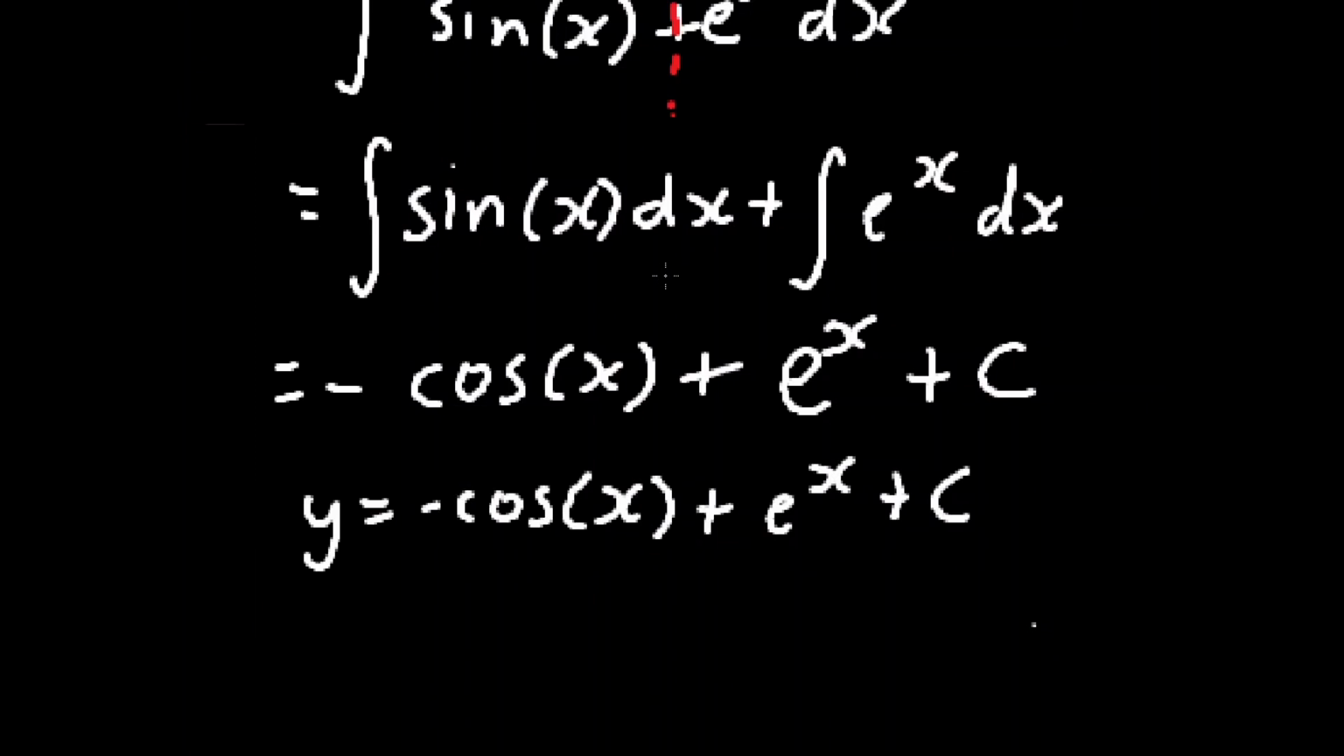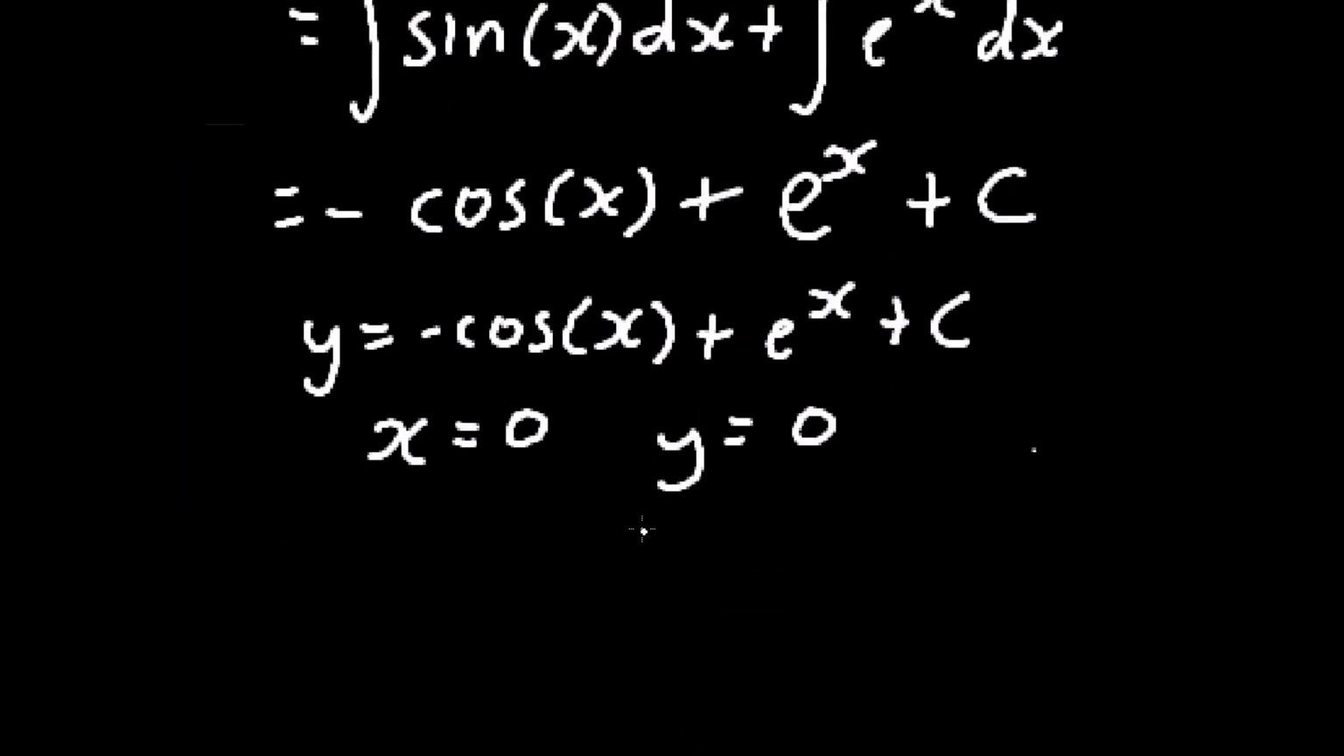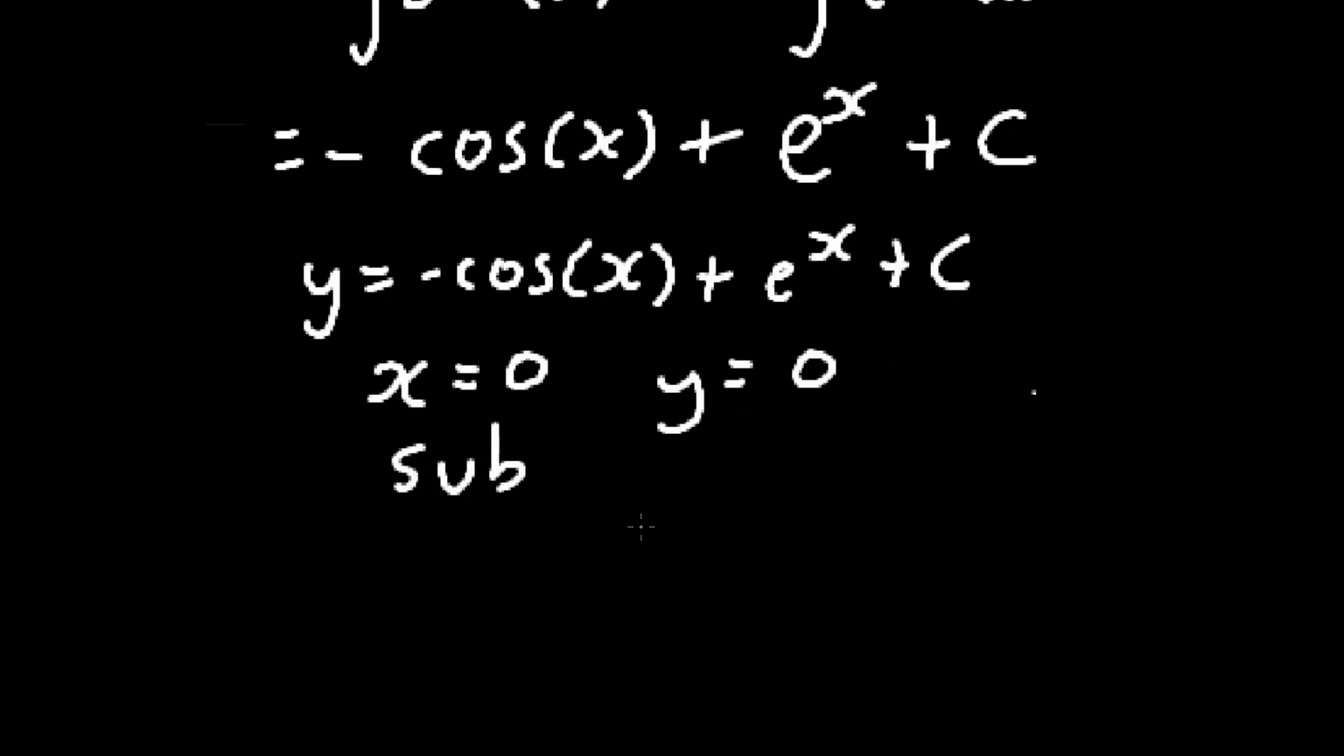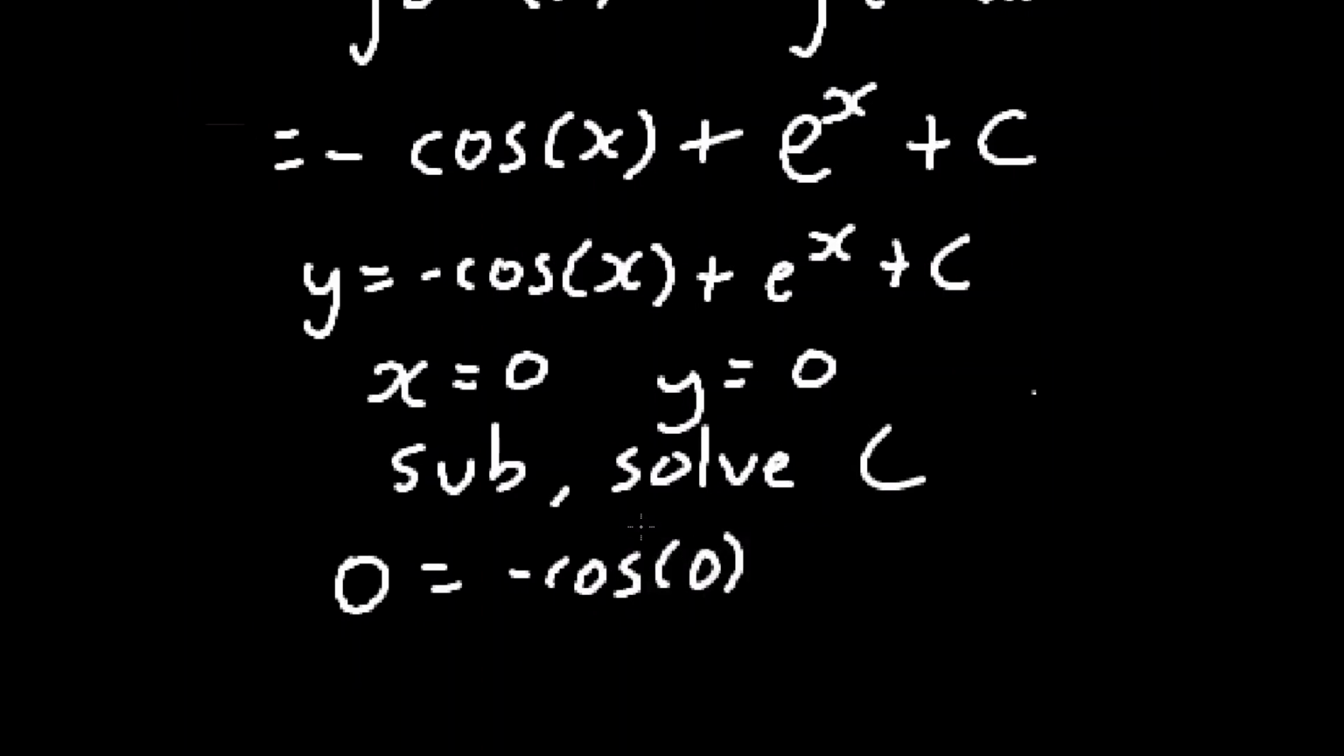We're not quite done, are we? We haven't found y yet because we've got this random value here plus c that could be anything. So you've given an infinite number of solutions. Let's do one more. We're given a point here. We're given a point to say when x is equal to 0, y is equal to 0. And we can see if we substitute those two values in, all we're left with is c. So we can say sub and solve for c. Okay, so 0 is equal to minus cos 0 plus e to the 0 plus c.